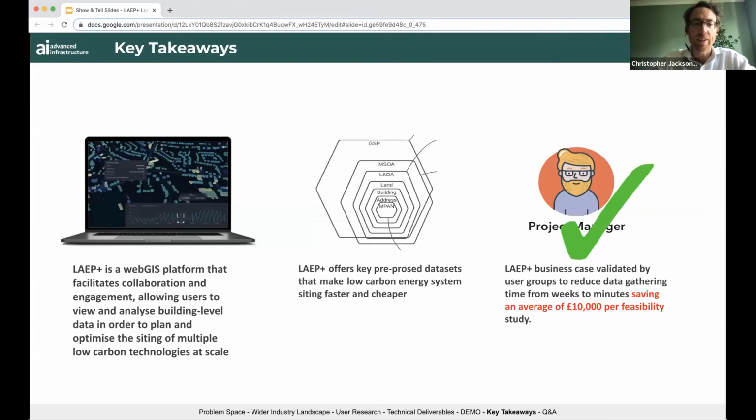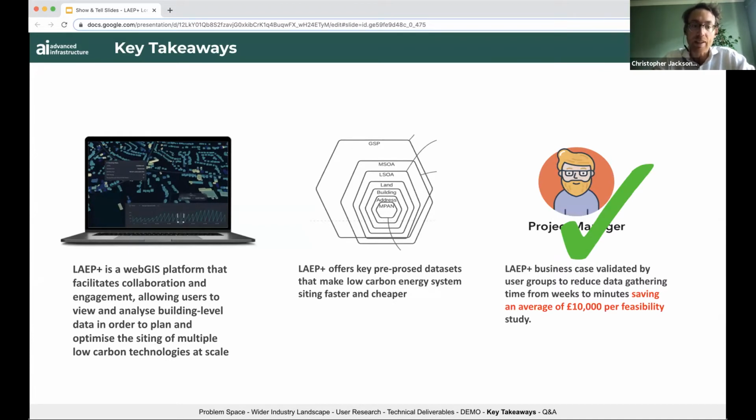Thanks, Lily. So the key takeaways from our session today are: LAEP+ is a web GIS platform that facilitates collaboration and engagement, allowing users to view and analyze building level data in order to plan and optimize the siting of low carbon technologies at scale. LAEP+ offers key pre-processed data sets that make low carbon energy system siting faster and cheaper.